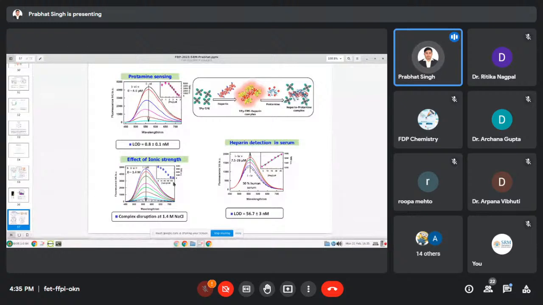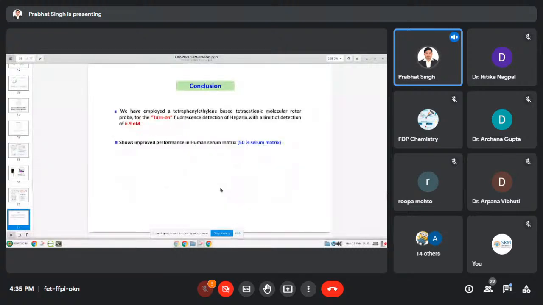So there is a possibility that we can actually have a better performance in the serum, because that is the real matrix where it has to work. And as you can see, we could get some response in the 50% human serum with this particular probe. So the conclusion is that with the utilization of the tetracationic probe, we could devise a turn-on sensor for heparin with a LOD of around 6.9 nanomolar, and it shows improved performance in human serum matrix, that is around 50% serum matrix. I forgot to give the bibliography of this work. This is also in Sensors and Actuators in 2022 only.